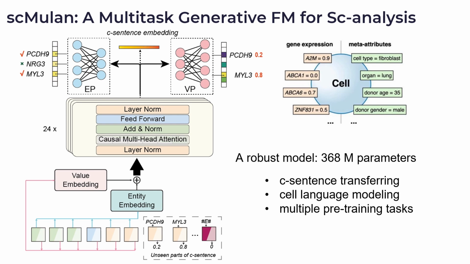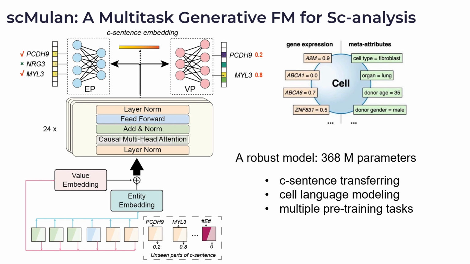The single-cell Mulan model framework is built on a powerful architecture with 3,068 million parameters. This large-scale model allows single-cell Mulan to handle the complexity of single-cell data with high capacity and precision. One of the key innovations of the framework is its ability to unify both gene expression and meta-attributes of cells by modeling them as C-sentences. These C-sentences encapsulate the genetic information and cell-specific metadata into a cohesive representation, providing the model with a more integrated view of the data.